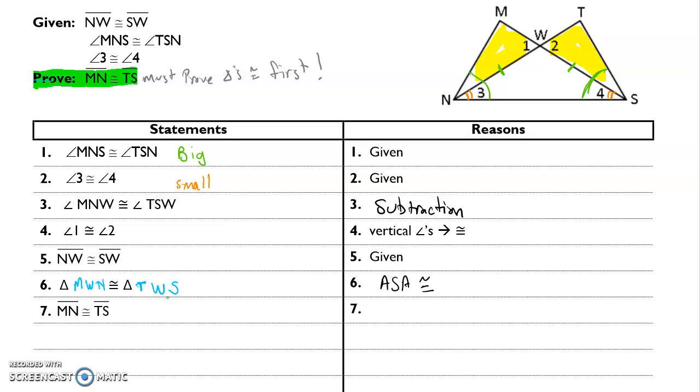Now that my two triangles are congruent, and these segments, segment MN and segment TS, are corresponding parts of those triangles, those segments are now congruent because corresponding parts of congruent triangles are congruent. So that is how we will use the CPCTC in proofs.